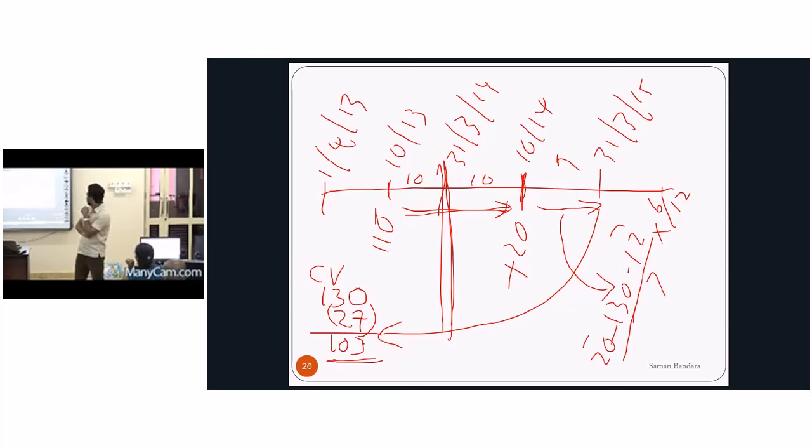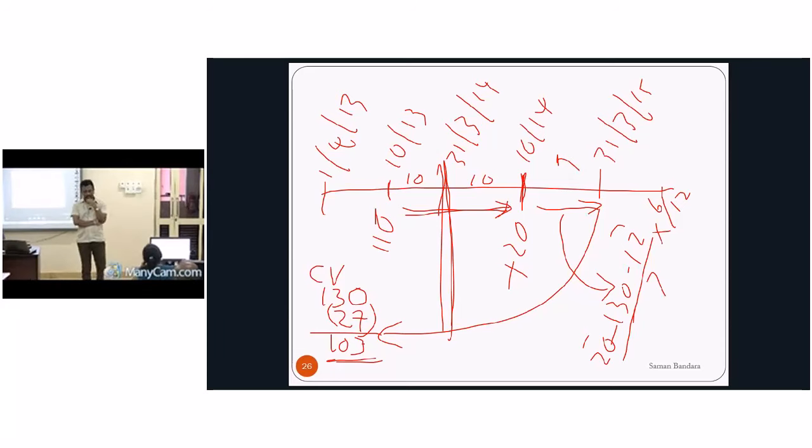Double entries: current year depreciation, profit and loss account debit, accumulated depreciation credit. The 20, asset account debit, in the current year, asset account debit, cash or bank credit. That's it. But it is not essential.